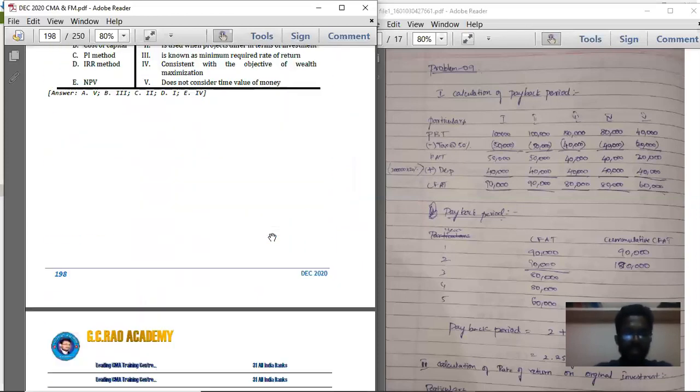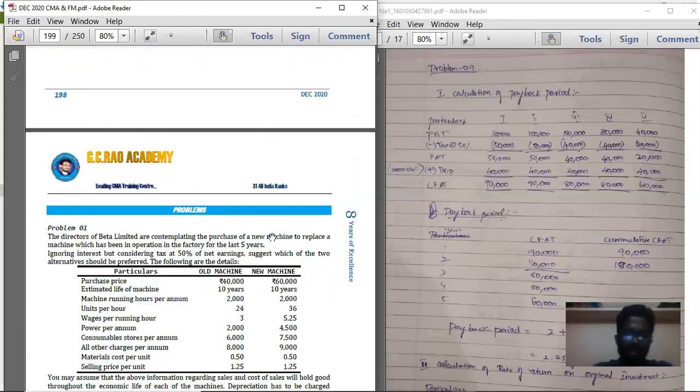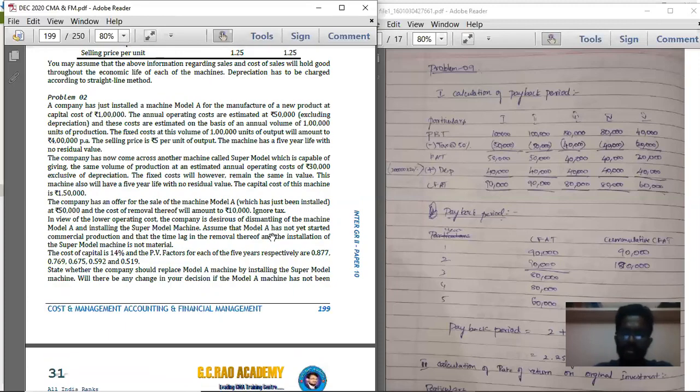So with that we have completed what capital budgeting is, and some clarity over this capital budgeting.